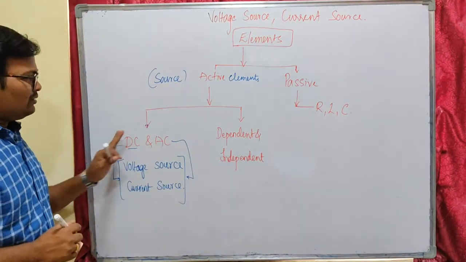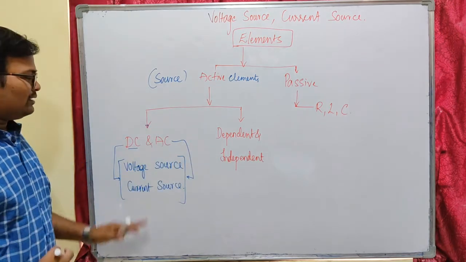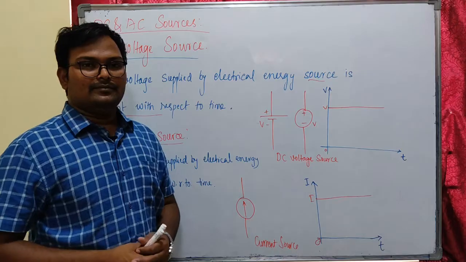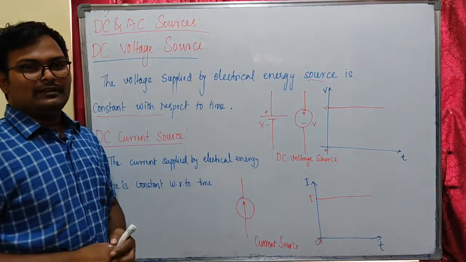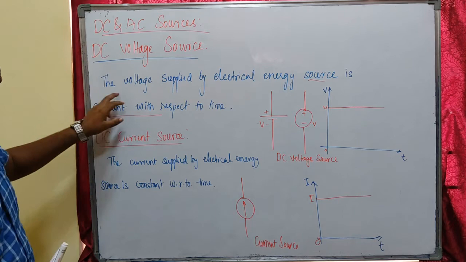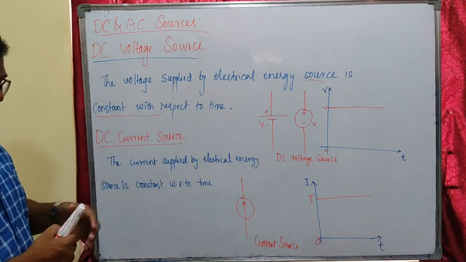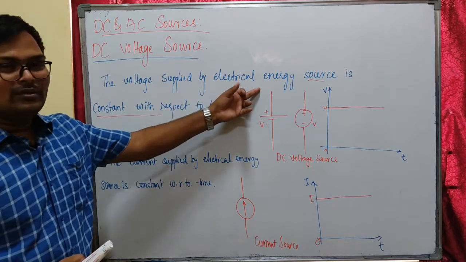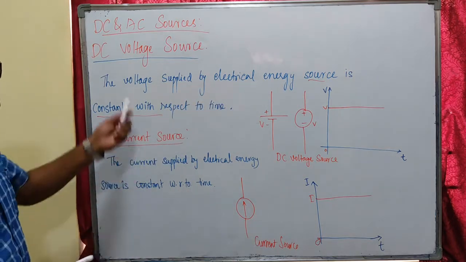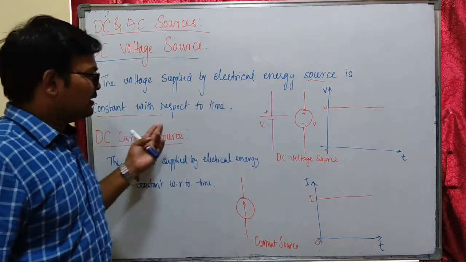Now let us see these two classifications, AC and DC sources, and dependent and independent sources. Let us start with AC and DC sources. First, what is a DC voltage source and what is a DC current source? The DC voltage source statement is: if the voltage supplied by an electrical energy source is constant with respect to time, then it is called a DC voltage source. That means the source voltage is always constant.